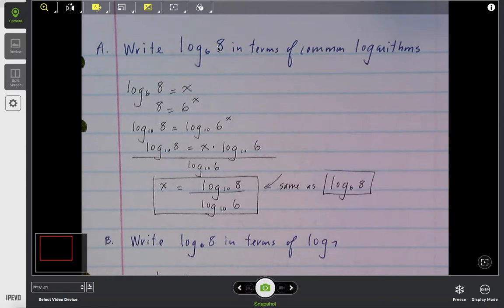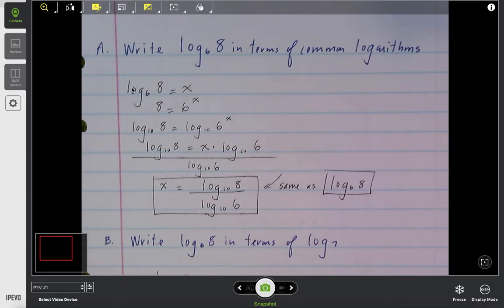So what power of 6 produces 8? I don't know. It's not 1. 6 to the first is 6. 6 to the second is 36. It's somewhere between 1 and 2. But the point is that I want to write this not as log base 6, but log base 10, because that's the common logarithm. It's what's more readily available on the average calculator.